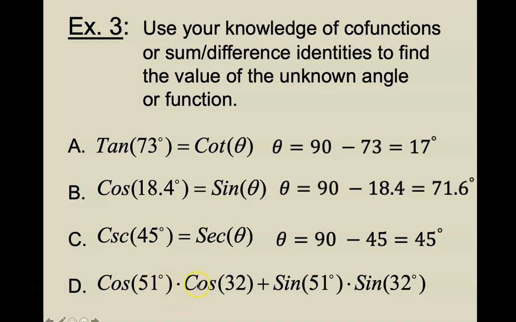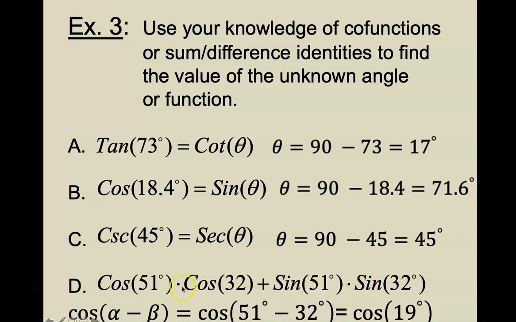I see cosine, cosine, sine, sine, which is an identity for cosine. And since this is a plus, that would be cosine of alpha minus beta. My alpha being 51, my beta being 32. So this is the same as cosine of 51 minus 32. So basically, I could simplify this whole thing down, this cosine 51, cosine 32, plus sine 51, sine of 32. It's basically the same thing as cosine 19. So kind of a nice way to simplify it down.